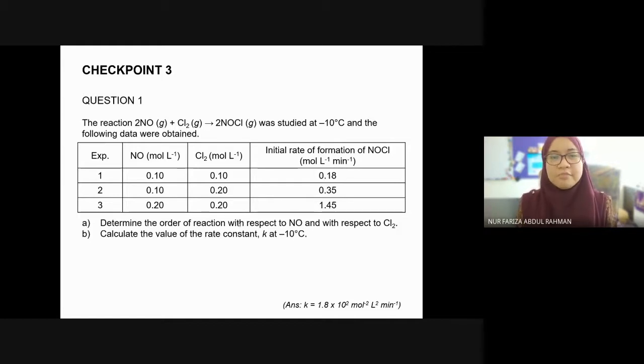Alright, maybe you can try out this one. Guys, try before I leave you with the rest of the checkpoint. Just try. We only have a little data here. Okay, 2 minutes.